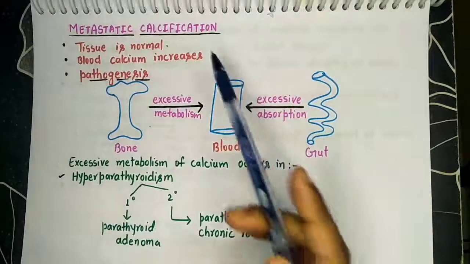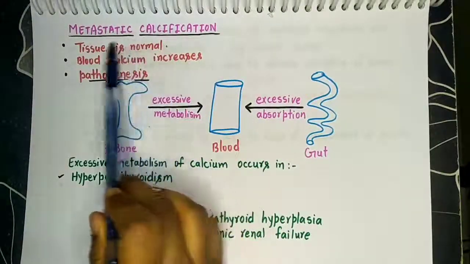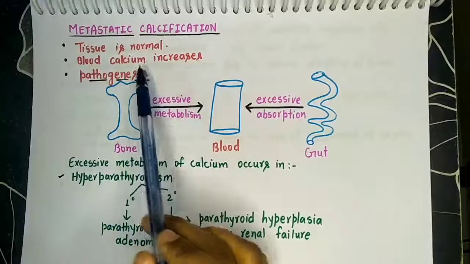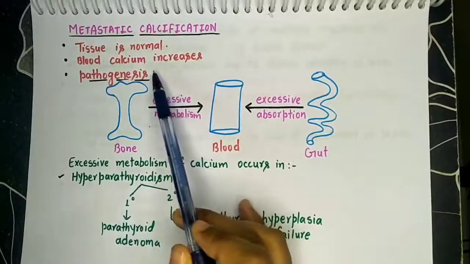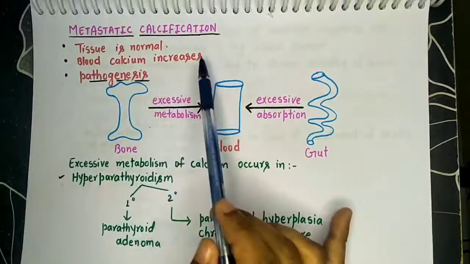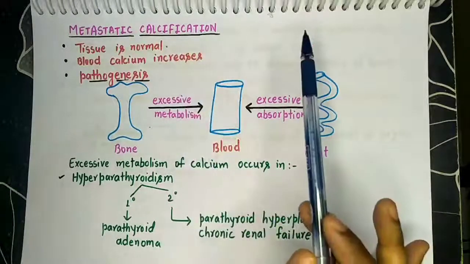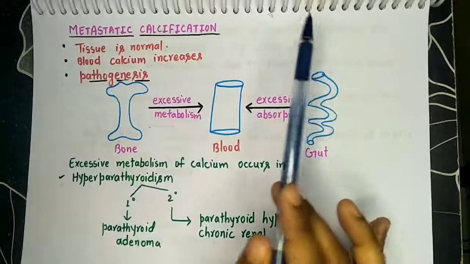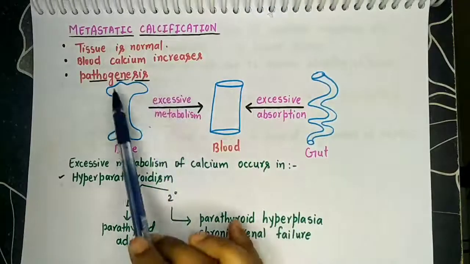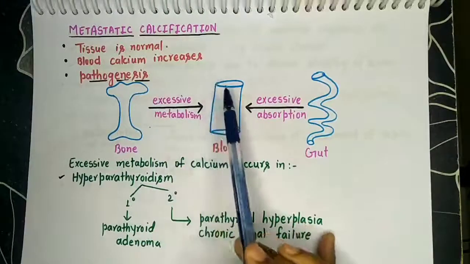Metastatic calcification means the tissue of our body is normal. There is no problem in the tissue of the body. The problem is in the metabolism of calcium. That's why the blood calcium level and serum calcium level also increase. But the tissue is not necrosed, no cell injury occurs, only in the metabolism of calcium there is a problem. What is the pathogenesis of metastatic calcification?